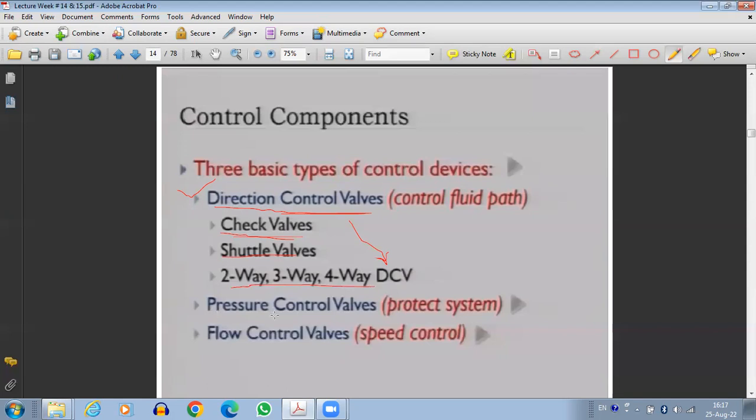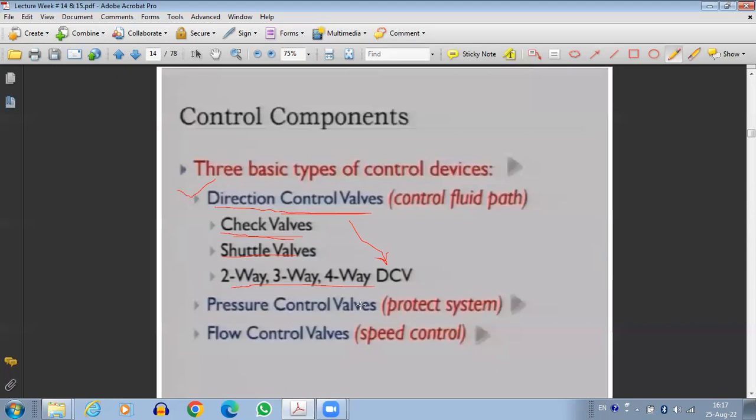Then we can also have the pressure control valves. Pressure control valves are normally there to protect the system, because we know that we need to produce very high pressure, whether in pneumatic systems or hydraulic systems. If the pressures generated are much higher than the system piping or control valves can handle, they might burst or destroy the system. So in order to protect the system, we need pressure control valves, which only operate if the system pressure becomes higher than the required pressure.